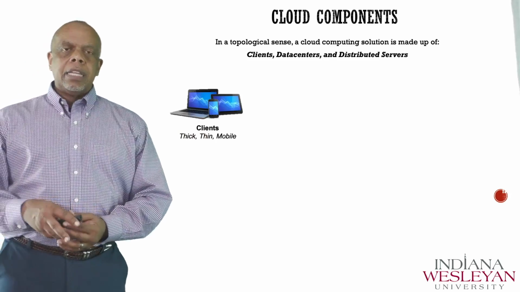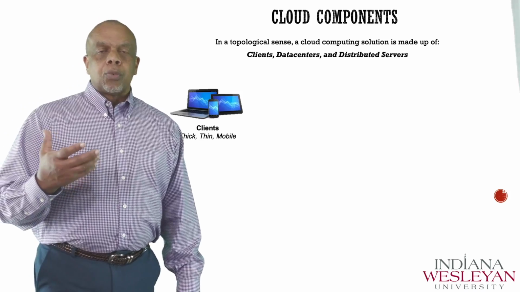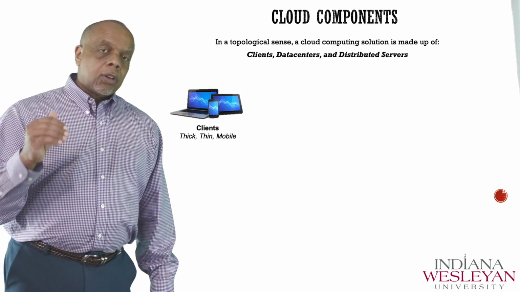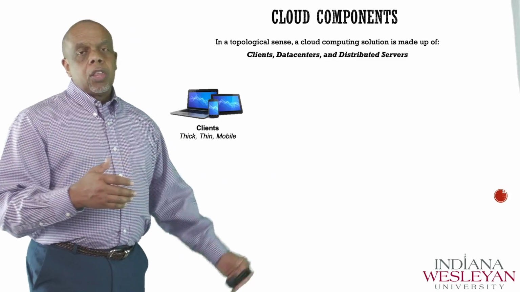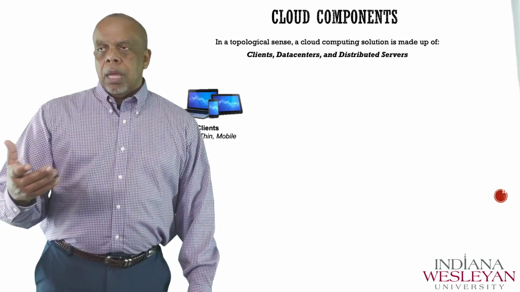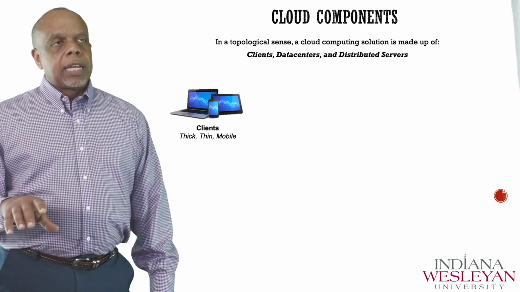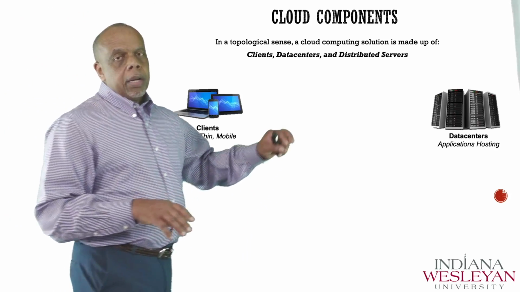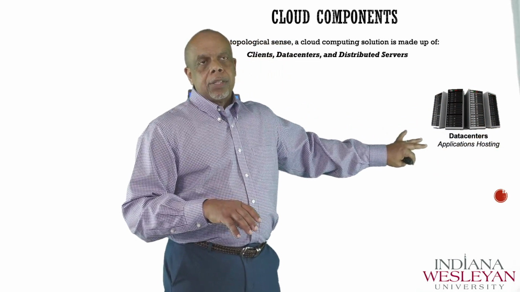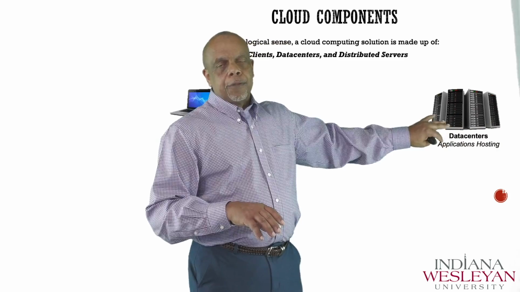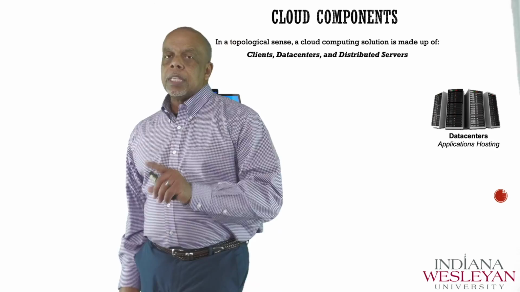A thin client, something like an iPad, we would consider a thin client. It's not as robust as your home computer, but as long as it can connect to the internet, you have access to cloud services. All the way down to mobile clients, like your phones and those types of personal devices. If they can connect to the internet, they can get you to cloud services. Now, the second part is data centers. This is where we actually host applications and all the infrastructure, the platforms, the services. They're all hosted within this data center.